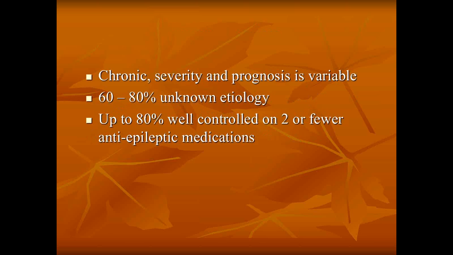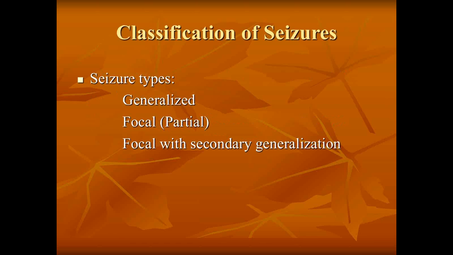Epilepsy is a chronic disease. The severity and prognosis is variable, usually based on underlying etiology or seizure type. About 60 to 80% of patients have an unknown etiology for their seizures or epilepsy, but the good news is that up to 80% of patients can be well controlled on 2 or fewer anti-seizure medications.